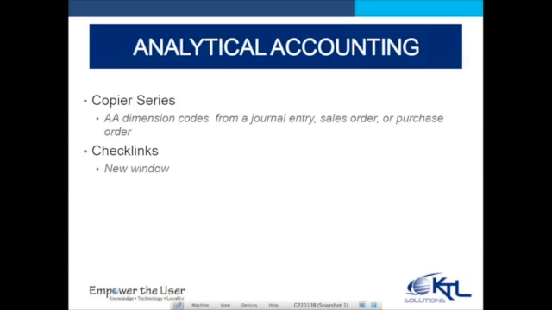Some of the analytical, just a couple of new features here. Now you have check links to validate the data, and copier series now includes the dimension codes when you copy journal entry, sales orders, and purchase orders. So you don't have to re-enter that information or remember what it is.